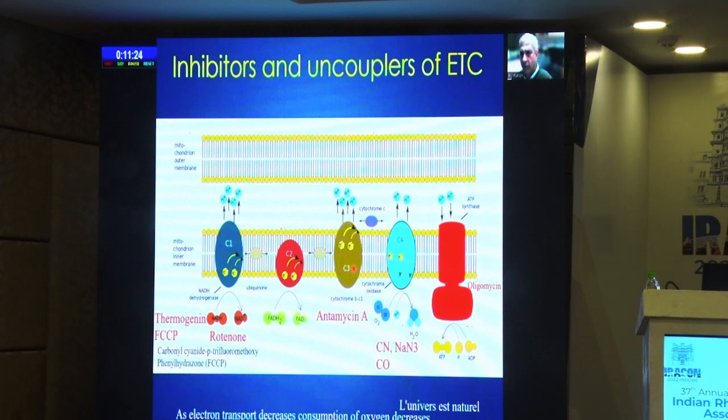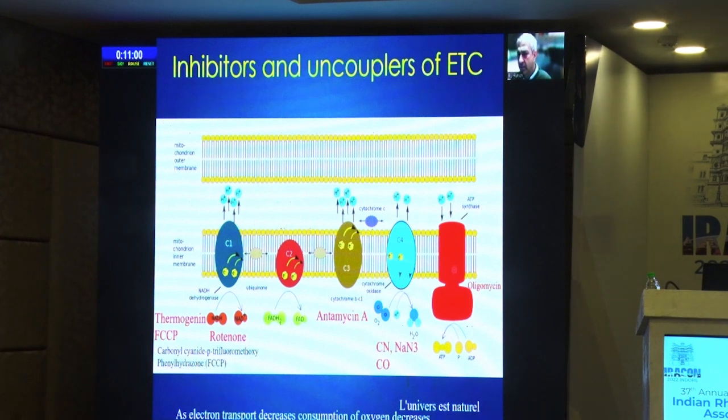Antimycin is an inhibitor of complex 3. It prevents the flow of electrons from complex 1 and complex 2 to complex 3. Thus, there's no pumping of protons to the intermembrane space. Cyanide, sodium azide, and carbon monoxide are inhibitors of complex 4.